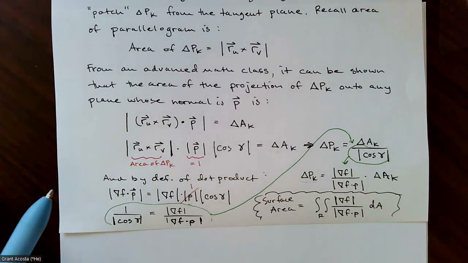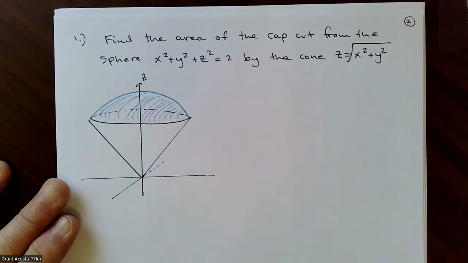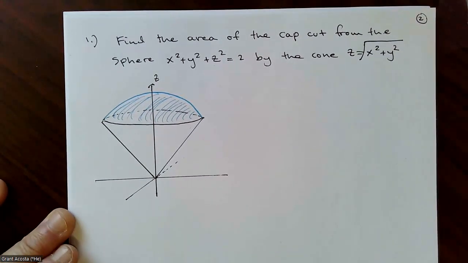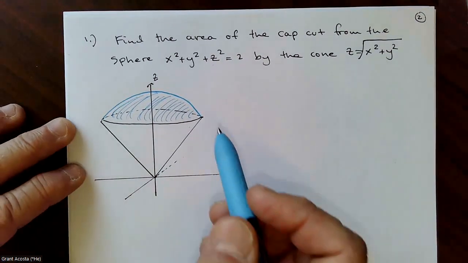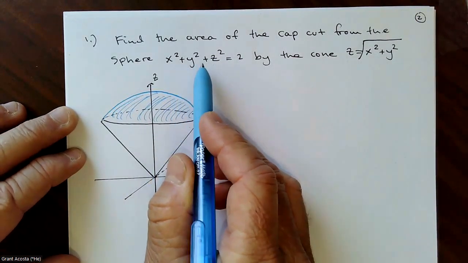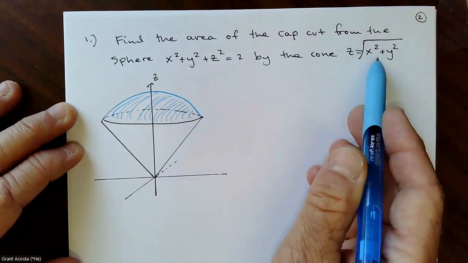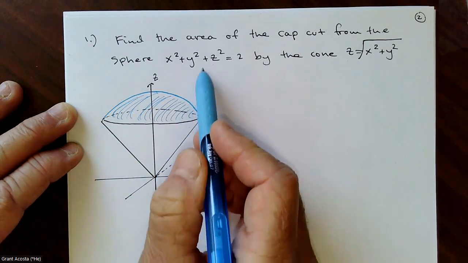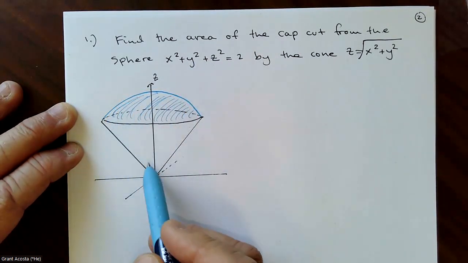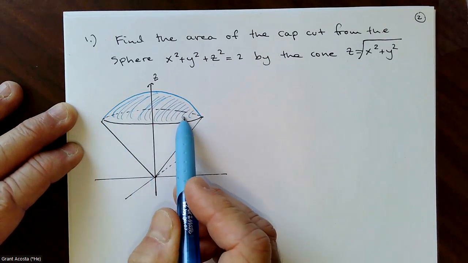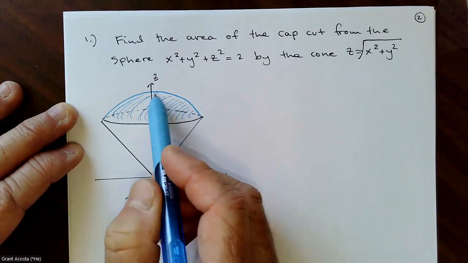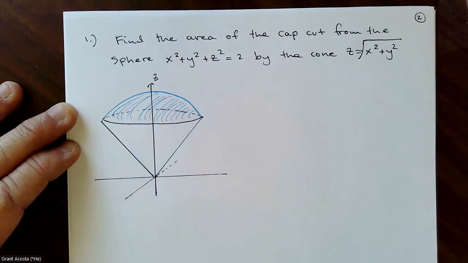So let's practice using this. I want to find the area of the cap cut from the sphere x squared plus y squared plus z squared equals 2 by the cone z equals the square root of x squared plus y squared. So there's the cone, here's my sphere. The cone is going to intersect the sphere, but all I want is the surface area of the top part.